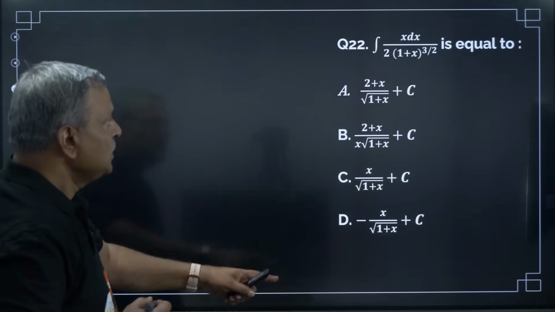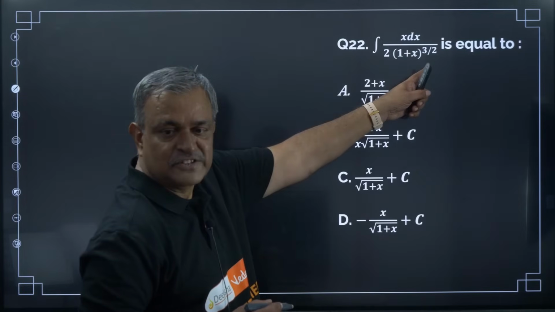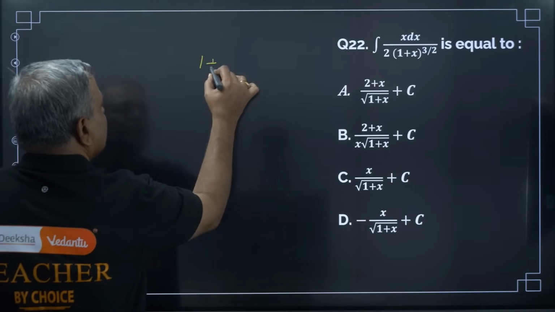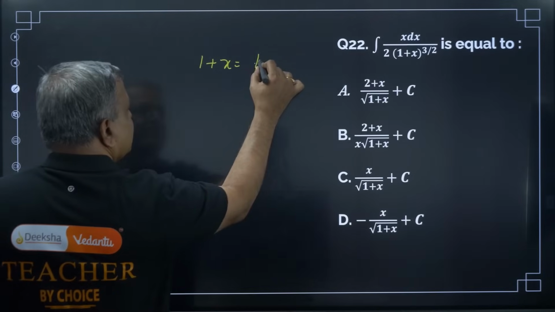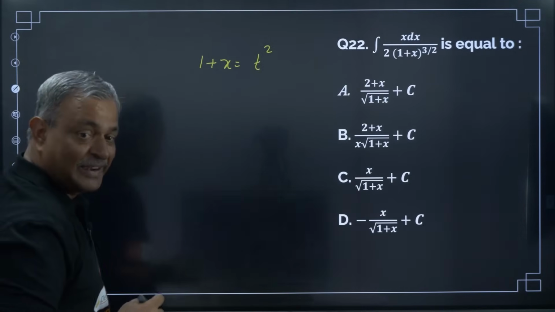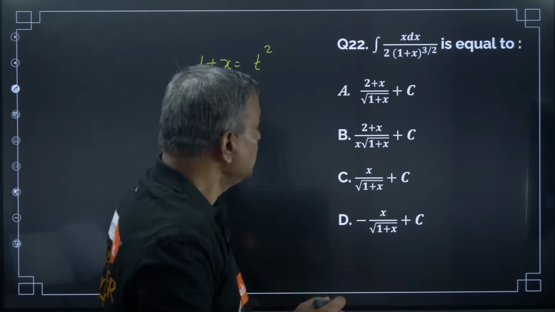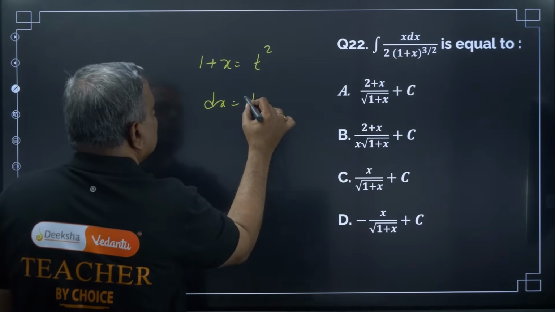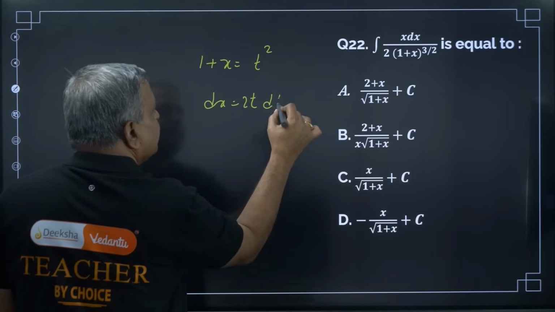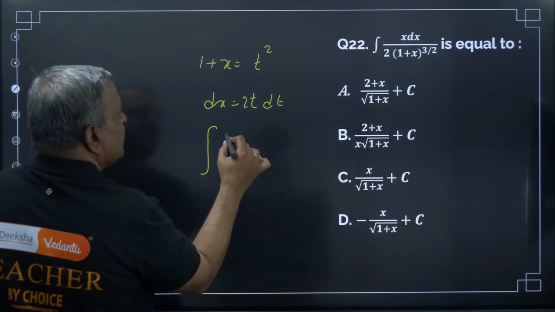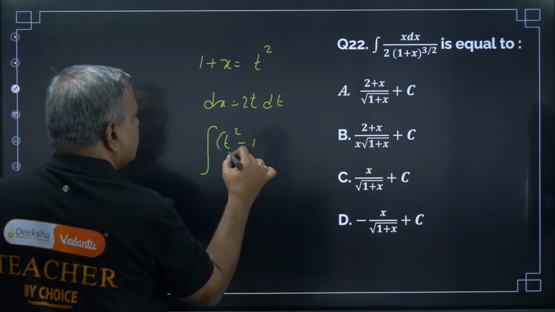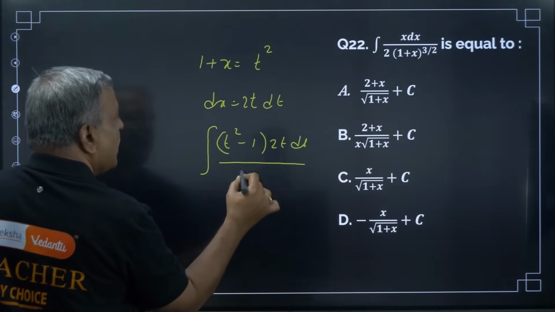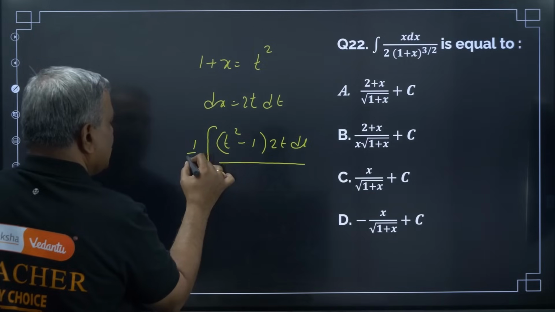So integration, whenever this type of question is given, the concept is 1 plus x equal to t square. Why did I take t square? Because 3 by 2 is there. So what is dx now? dx is equal to 2t dt. So what is x now? x is t square minus 1. What is dx? 2t dt, divided by 1 by 2, you take it out.